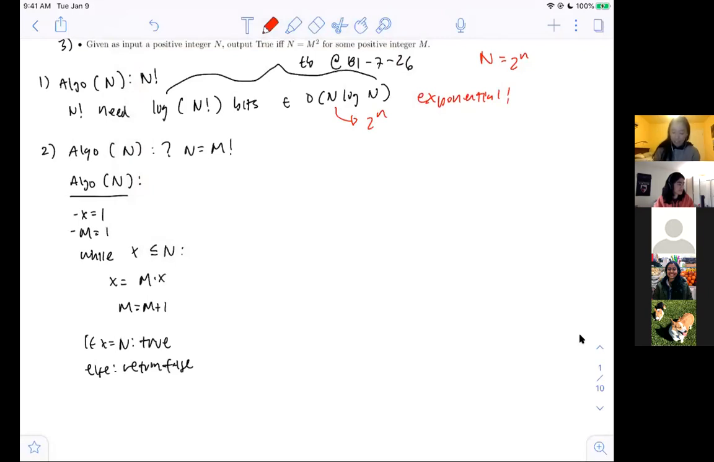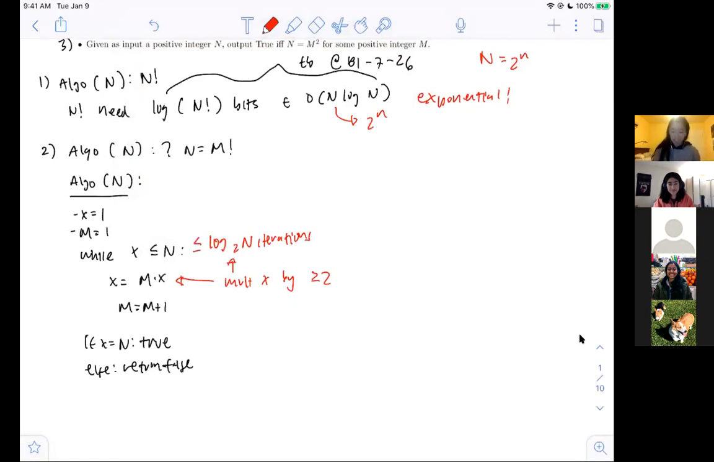In this step here, we're multiplying x by greater than or equal to 2 past the first iteration, which means that this while loop will only last at most log of n iterations. This is a really crude upper bound, but it's easy to see, and it's all we need to show that it would be polytime with respect to the number of bits.